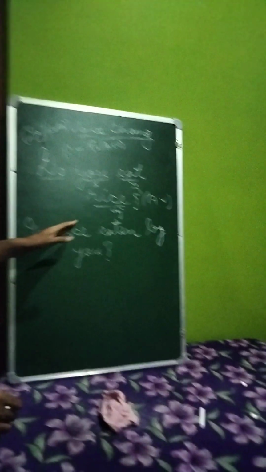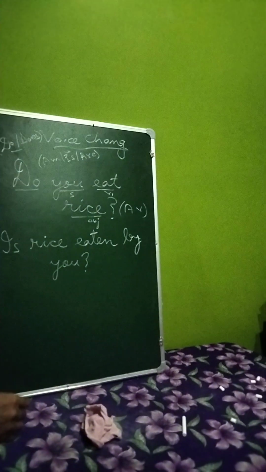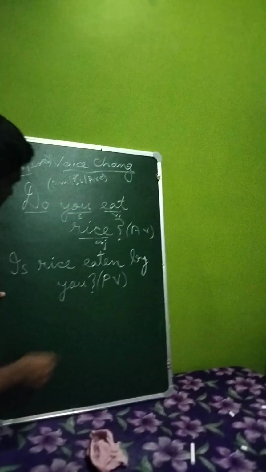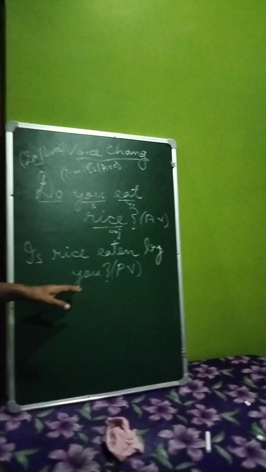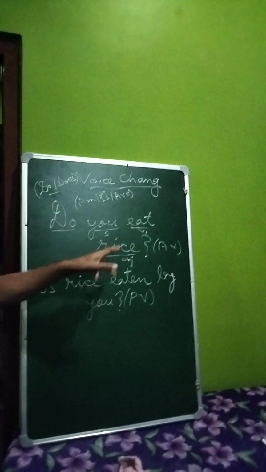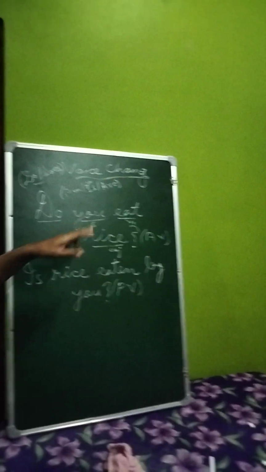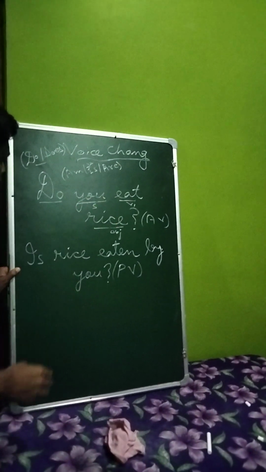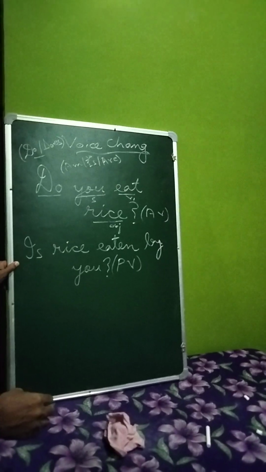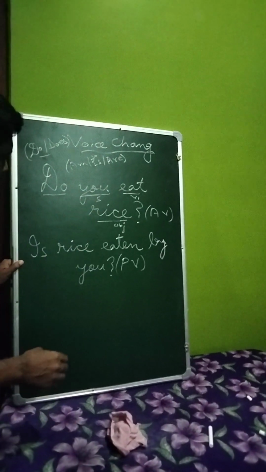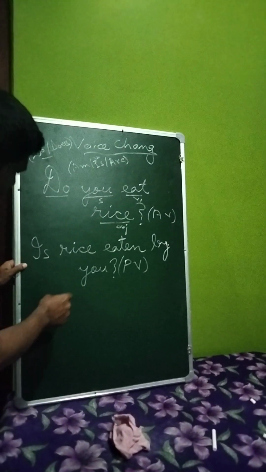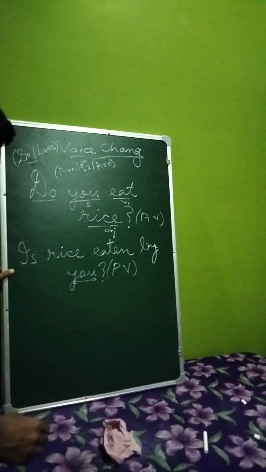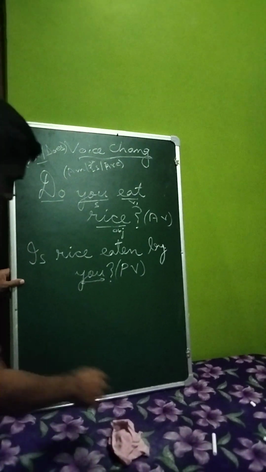So do you eat rice? Is rice eaten by you? It is the passive voice. This is your passive voice. In active voice, the subject plays the main role. Subject becomes the actor, and in passive voice, the object plays the main role, or becomes the actor.